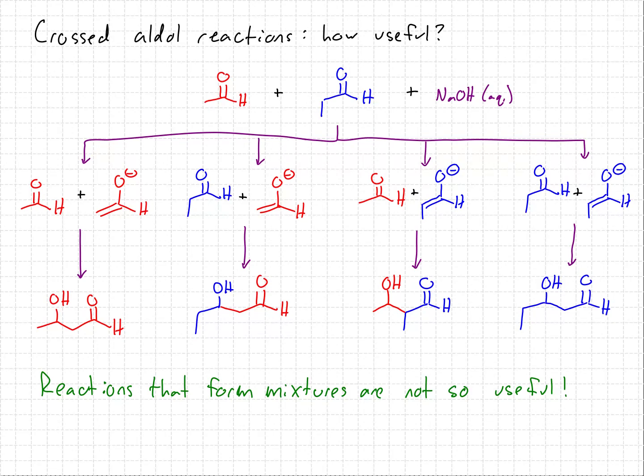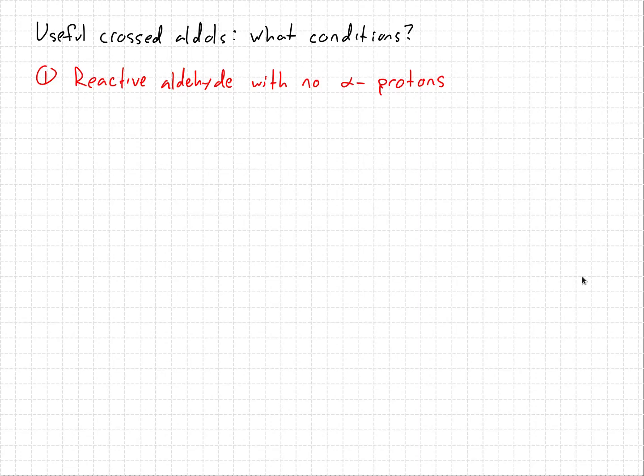What we really need is a way to make this crossed aldol reaction happen selectively, where we can choose which compound forms the enol or enolate, and which reacts as the electrophile. So then, under what conditions are crossed aldol reactions useful? Well, the first condition is if we choose a reactive aldehyde as our electrophile that has no alpha protons.